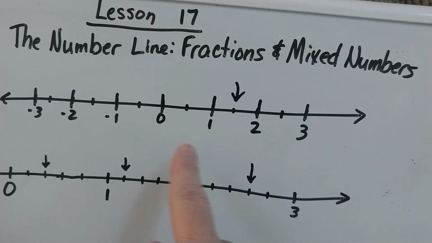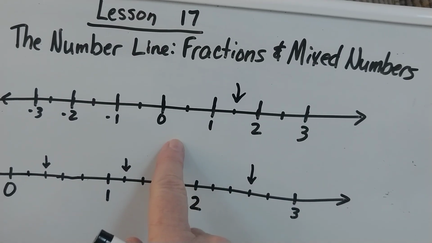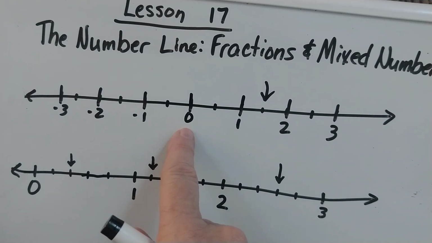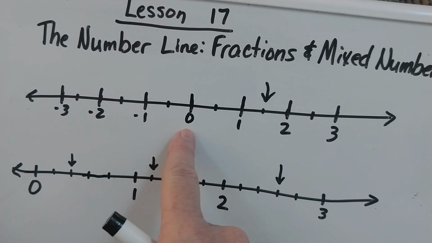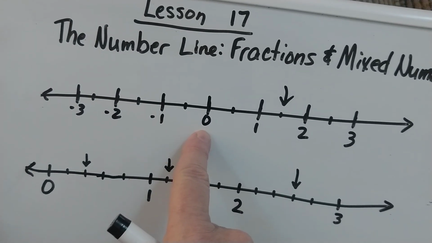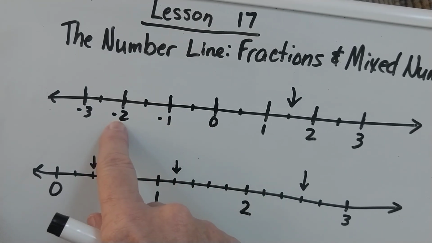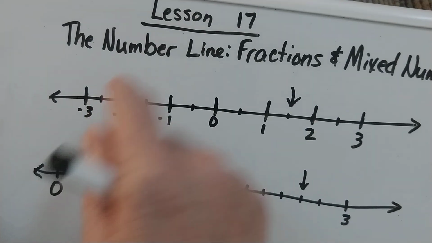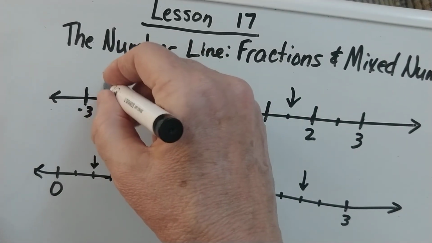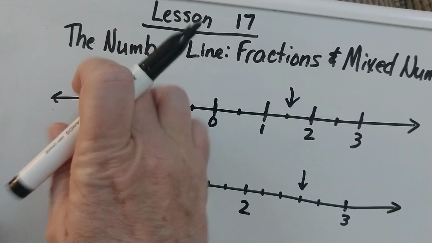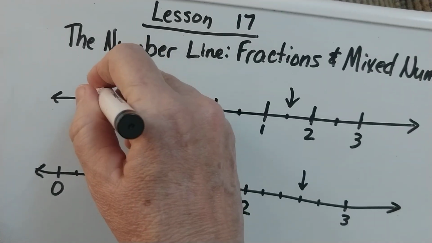So you can also represent negative mixed numbers. If we wanted to say negative 2.5, we would go to negative 2.5. So this would represent negative 2.5 right there. That's not a very good arrow. Right there.